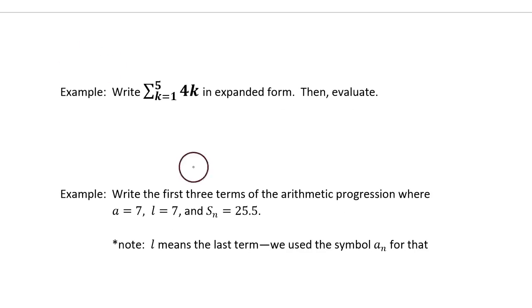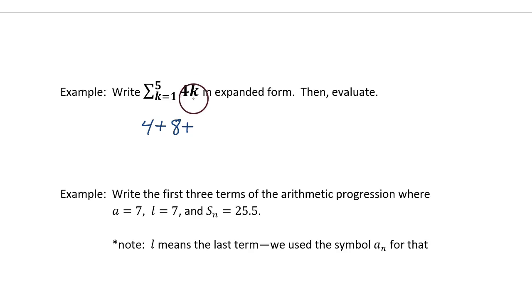Here's an example problem. Write the sum from 1 to 5 of 4k in expanded form, and then evaluate. So start with the very first number you're told to use for the index, which is 1, and replace the k with 1 in the summand. 4 times 1 is 4. Then work your way upward. Now replace it with a 2. 4 times 2 is 8.